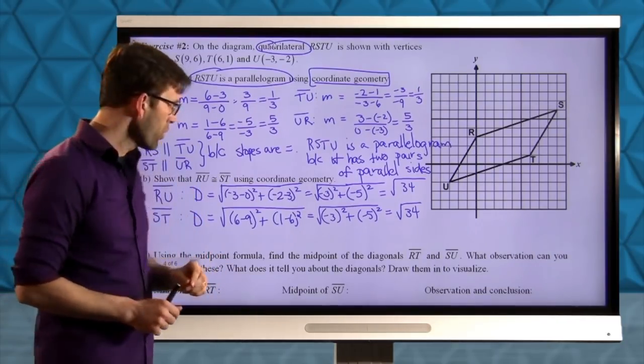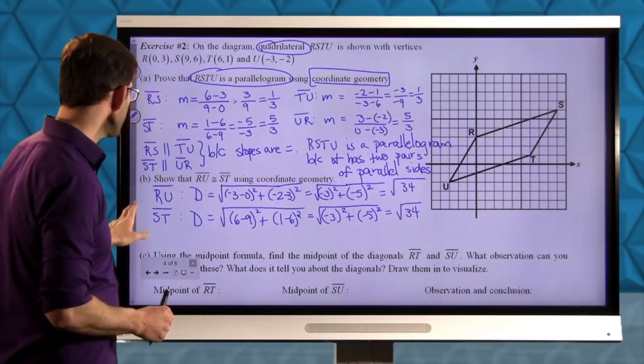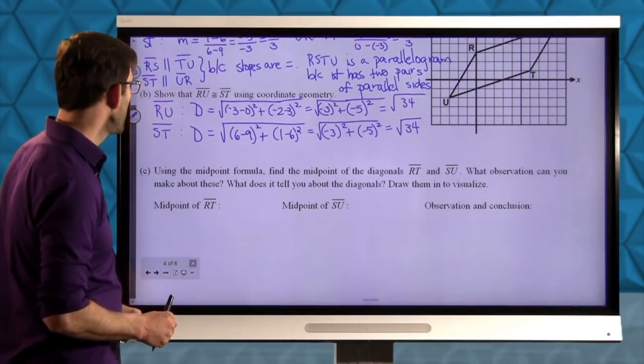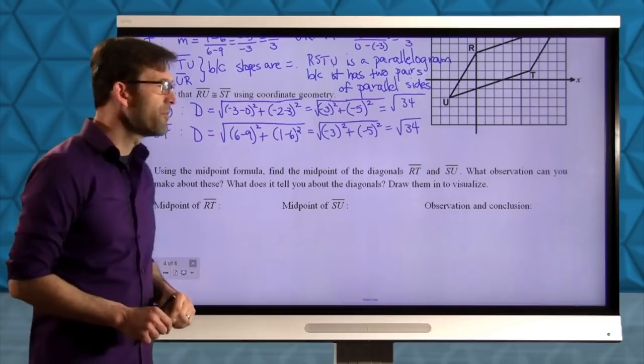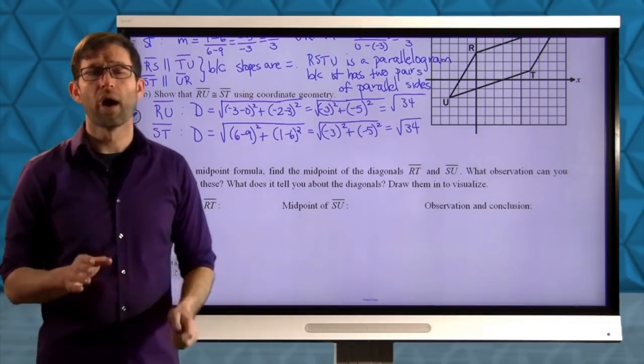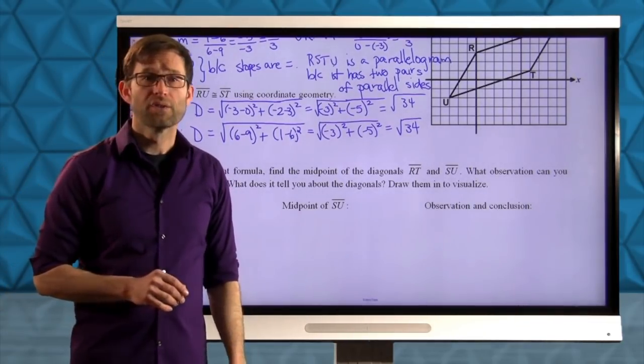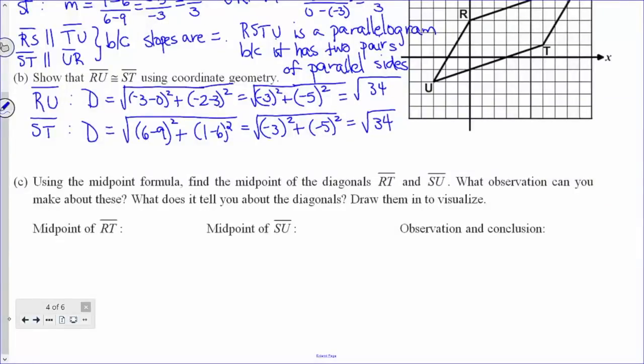Now, there's one more thing that we want to do here. I'd like to use the midpoint formula to figure out what the midpoints of the two diagonals are. So in letter C it says, using the midpoint formula, find the midpoint of diagonals RT and SU. What observation can you make about these? What does this tell you about the diagonals? Draw them in to visualize.